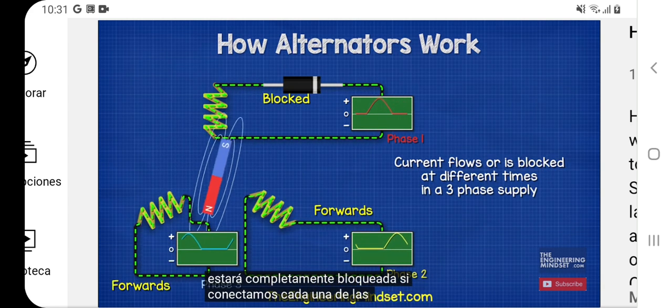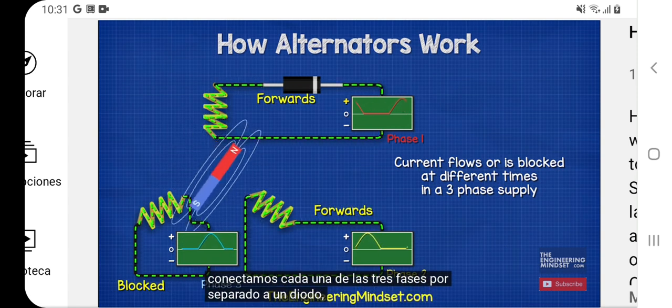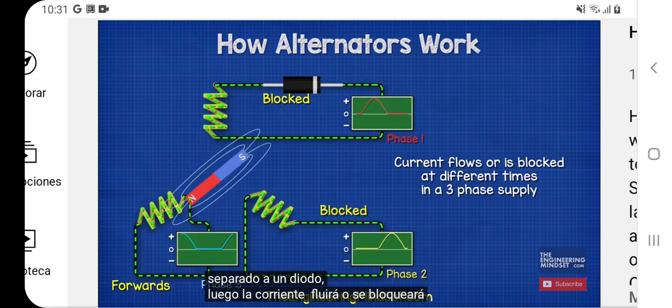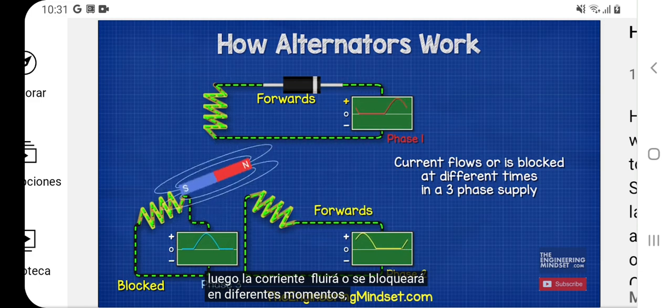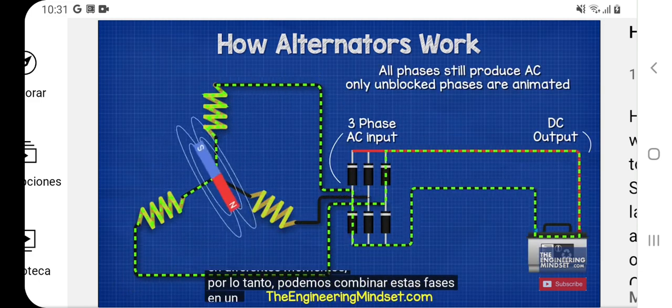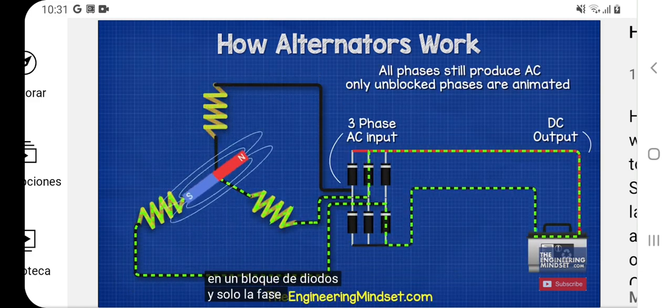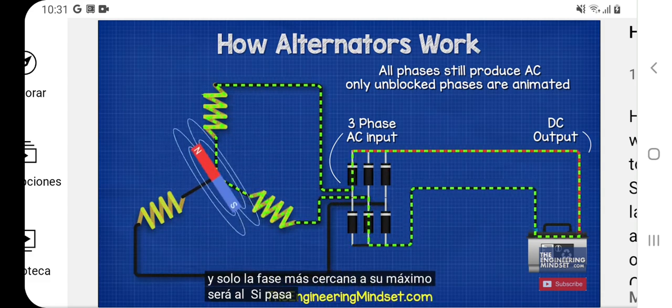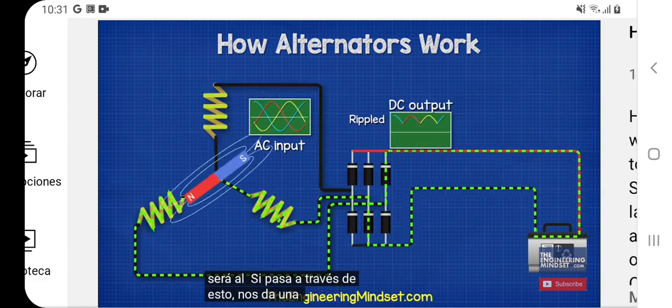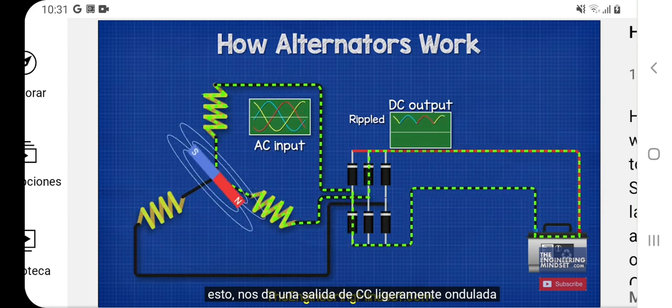If we connected each of the 3 phases separately to a diode, then the current will flow or be blocked at different times. Therefore, we can combine these phases into a block of diodes, and only the phase nearest its maximum will be allowed to pass through. This gives us a slightly rippled DC output.